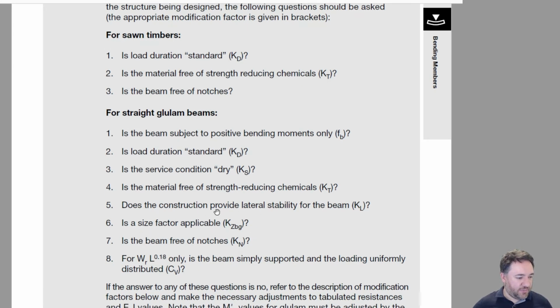Is size factor applicable? Yes. Is the beam free of notches? Yes, that's true. So we don't have any notches in this beam. For an example of how to design with notches, I've done a separate example. And is the beam simply supported and the loading uniformly distributed? It is in this case, but this is for the check where we are looking at WR, which is the detailed design check. We're going to do that one by hand to check it. So right now I'm just going to look at the regular VR because this beam should be small enough that it is less than 2.0 meters cubed of volume.